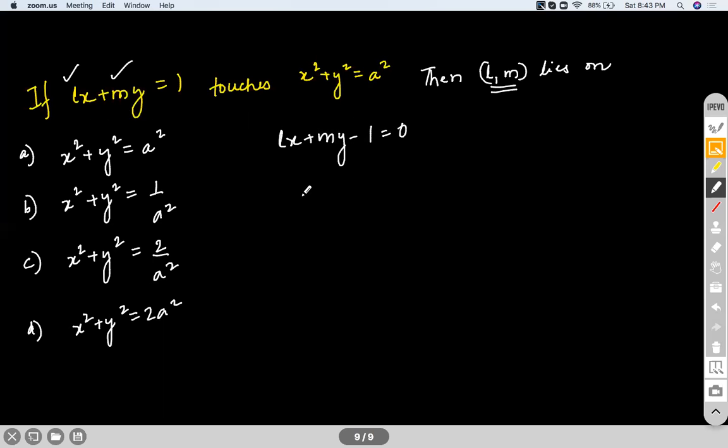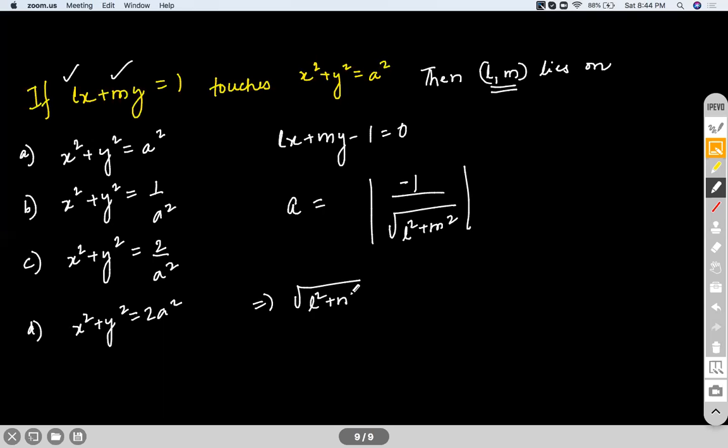So what is the distance? What is the radius? Radius is going to be A, and that's going to be 1 by under root of L square plus M square. Which means under root of L square plus M square is equal to 1 by A. That means L square plus M square is 1 by A square.